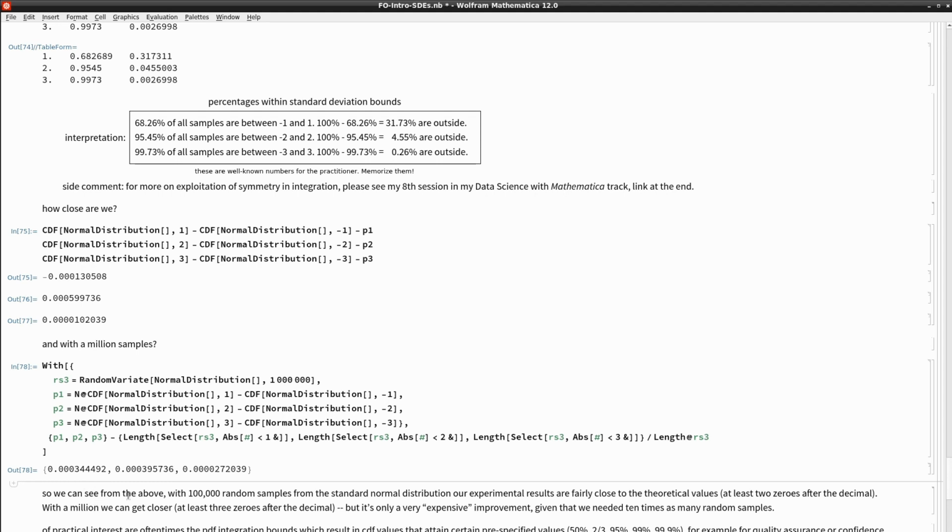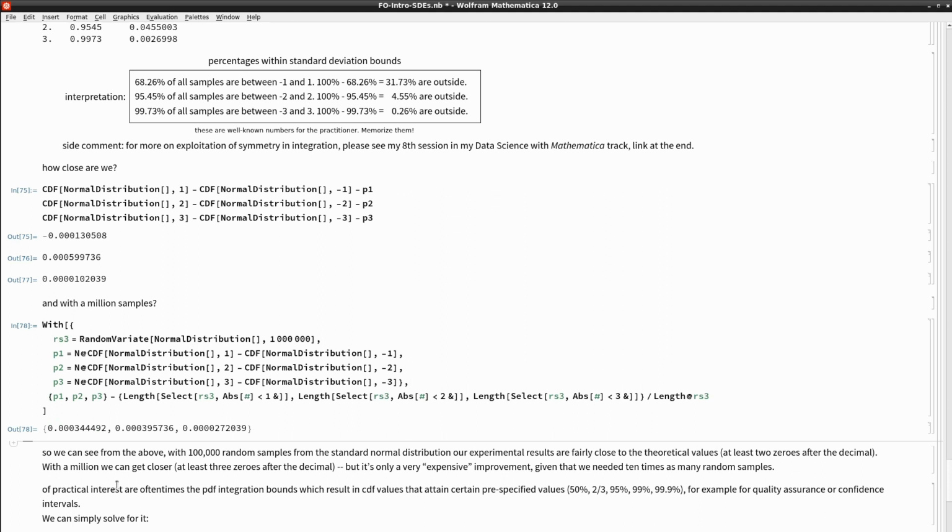So we can see from this that with 100,000 random samples for the normal distribution, the experimental results are fairly close to the theoretical values, at least 2 zeros after the decimal. But we didn't make much progress by going up to 1,000,000 samples. With 1,000,000 we get a bit closer. Now we have at least 3 zeros after the decimal. But it seems kind of expensive given that we needed 10 times as many random samples.